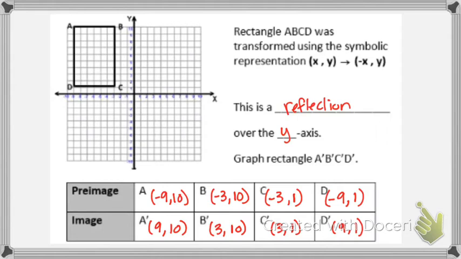Okay, and let me show you here. A would be 9, 10. Right here, this is A prime. B prime will be 3, 10. And then C prime will be 3, 1. And D prime will be 9, 1. Okay. And if you see, it basically just flipped over using the y-axis.